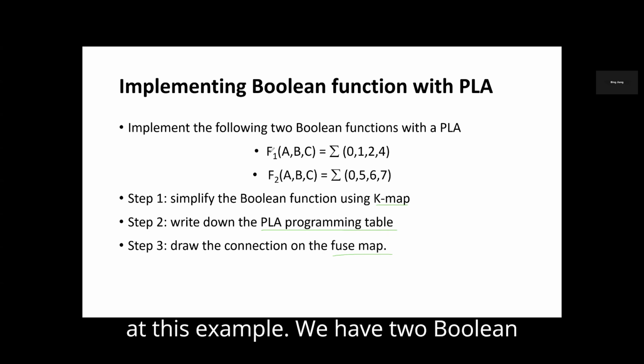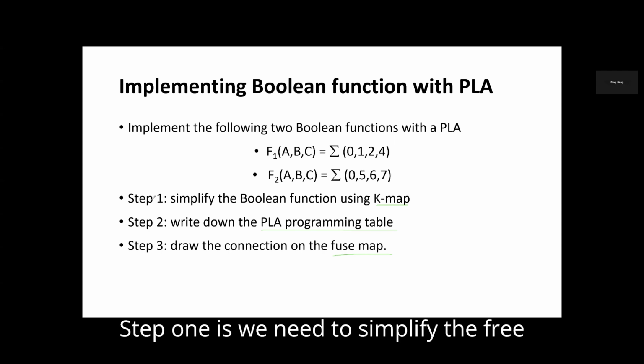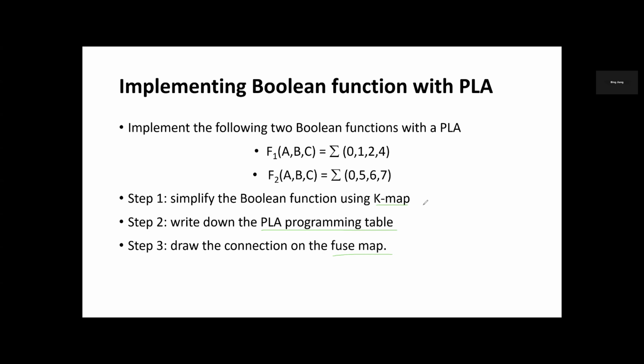Let's have a look at this example. We have two Boolean expressions. F1 is sigma 0, 1, 2, 4. F2 is sigma 0, 5, 6, 7. Step 1 is we need to simplify the Boolean expression using Kmap.